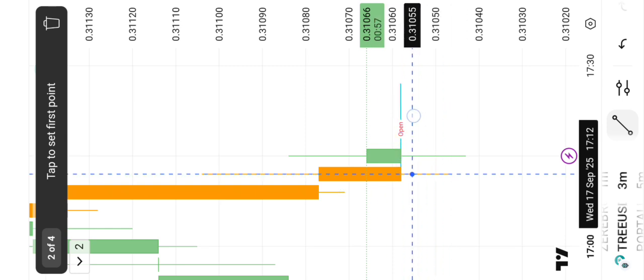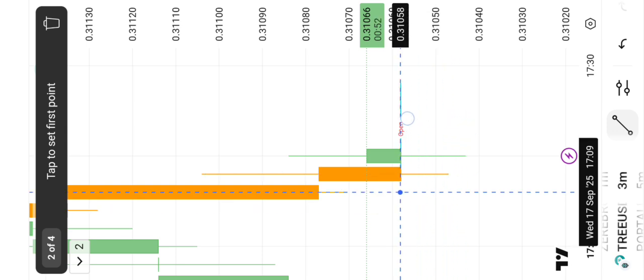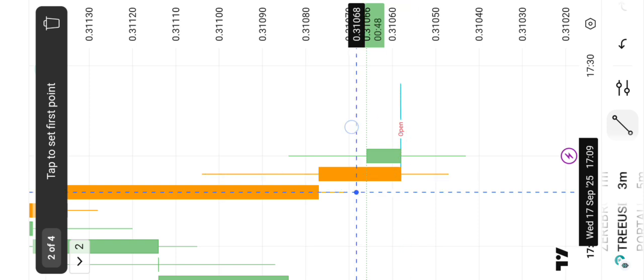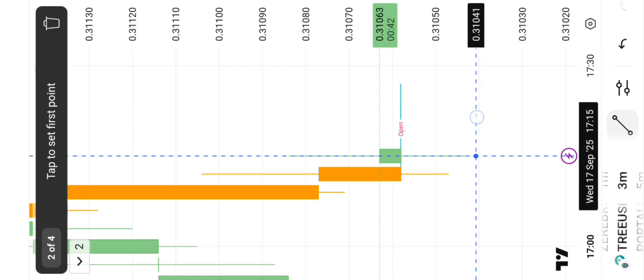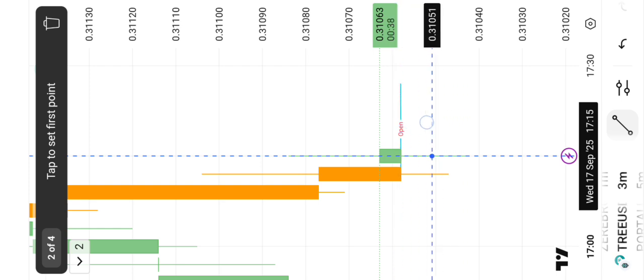The sellers were trying to push it down, then the buyers pushed it back up to this place, which makes it close around here. It opens here, closes here. Look at this candle now. The sellers were trying to push it back down, then the buyers pushed it back up here. So all this is just a fake movement.